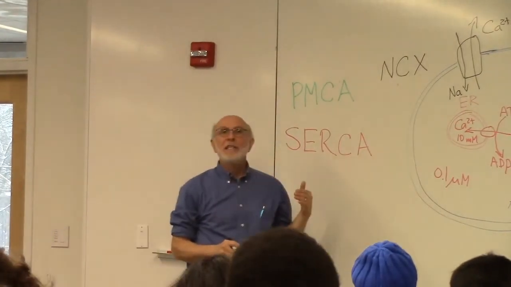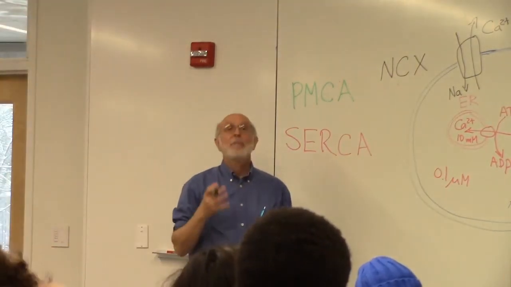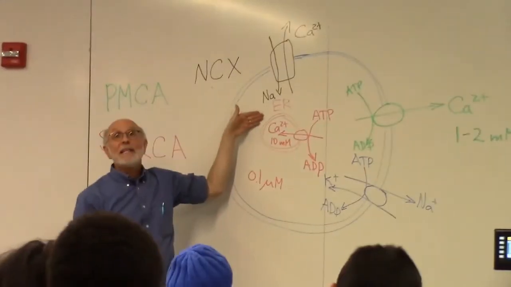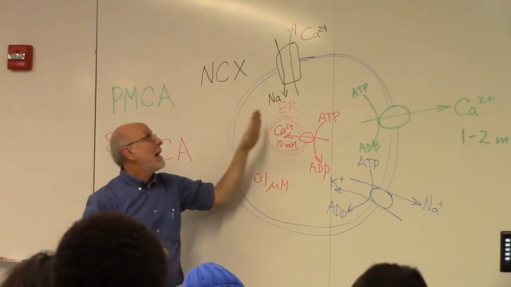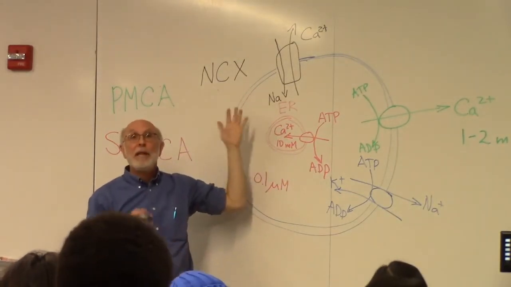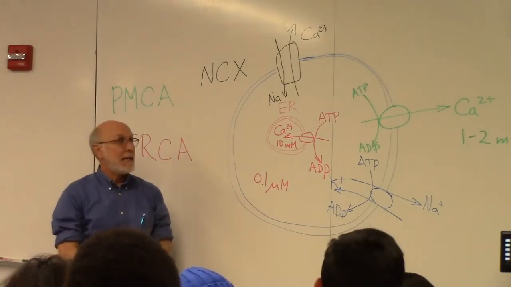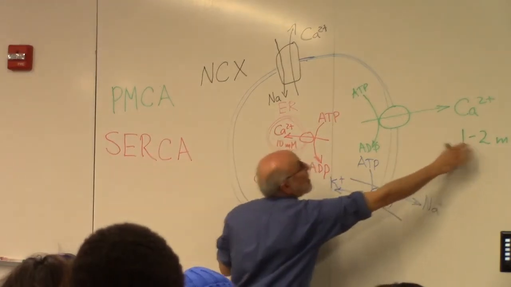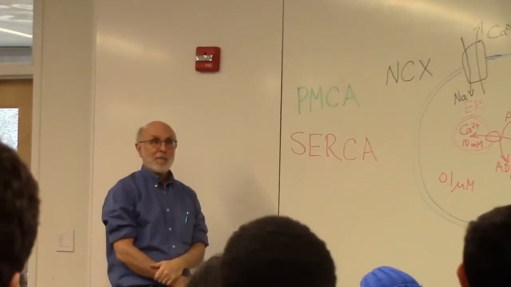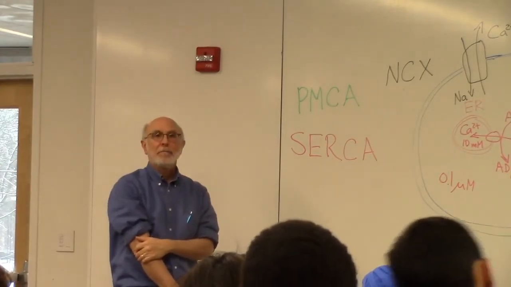What is the source of energy of the sodium calcium exchanger? The sodium gradient created by the sodium potassium ATPase. The sodium is flowing down its concentration gradient, and calcium is being pumped up its concentration gradient. So this protein is an important player. These are the three important proteins for creating and maintaining this very, very steep calcium gradient. You'll be using this in the problem set next week.